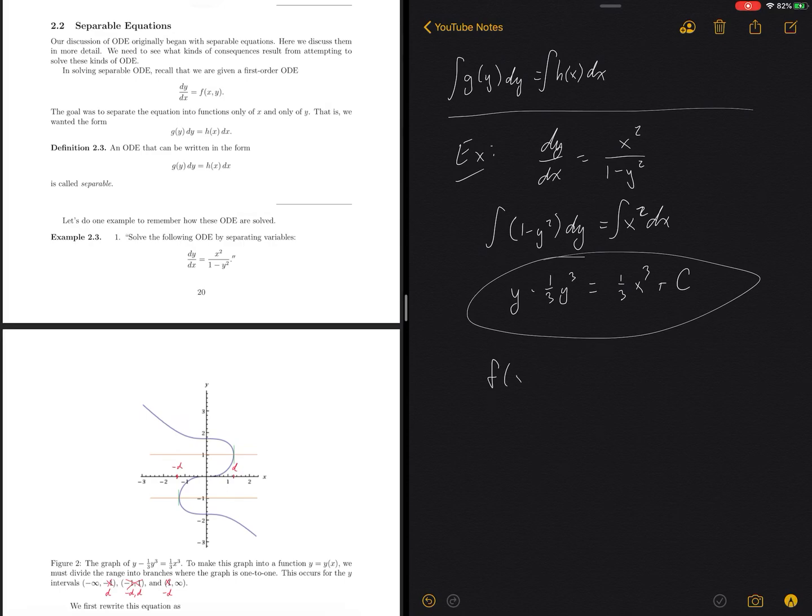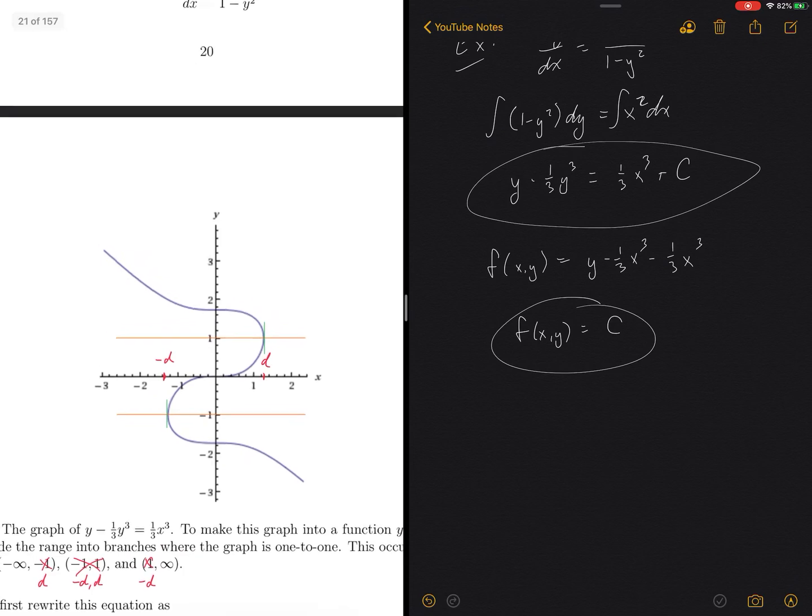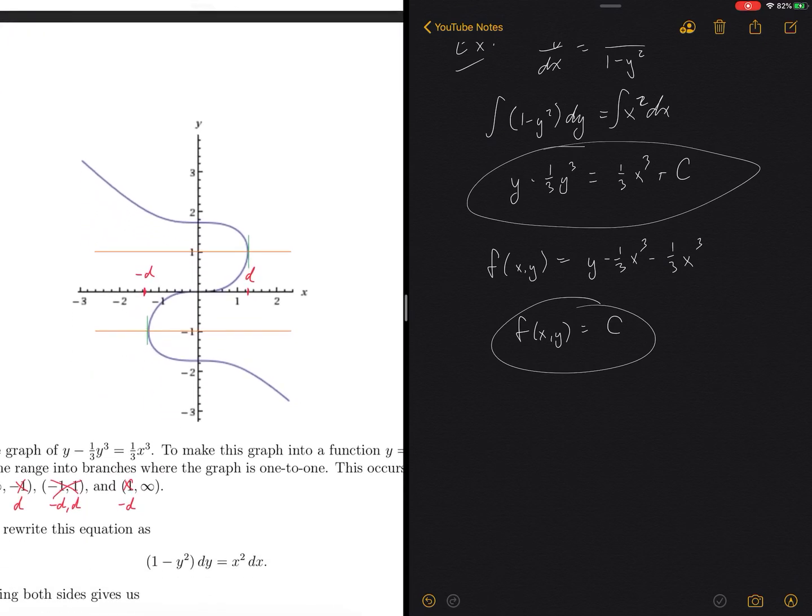As it turns out, I can go ahead and start plotting these guys, and if we have multivariable calculus experience, if I set f of x and y equal to y minus 1/3 y cubed minus 1/3 x cubed, then we see that my solutions to this differential equation are exactly the level sets of this function. And I can actually see these level sets, and here's one of them for when c is equal to 0.